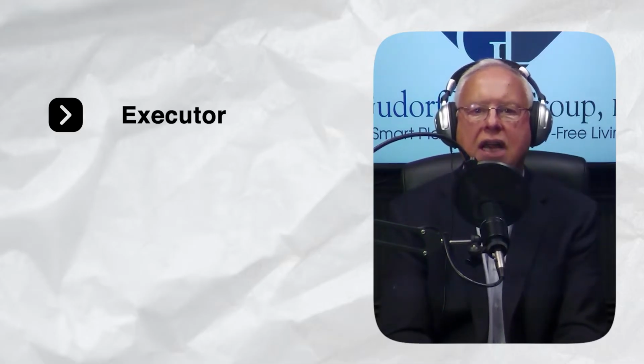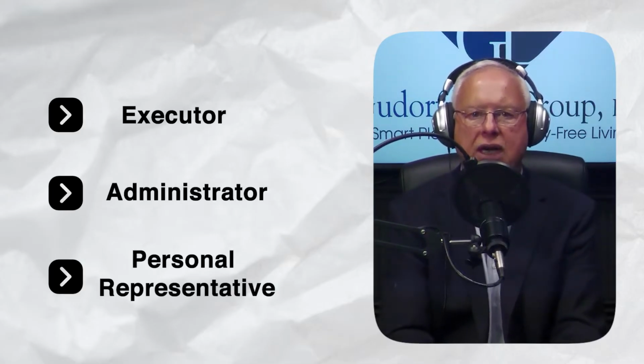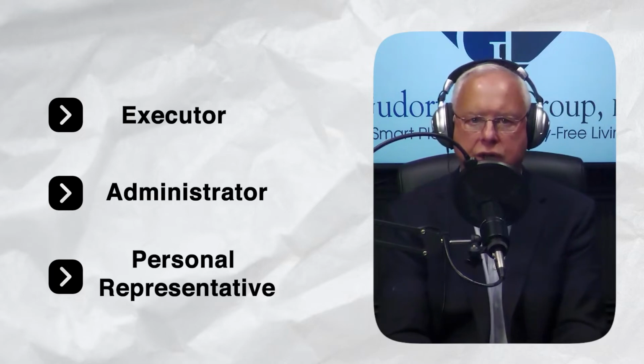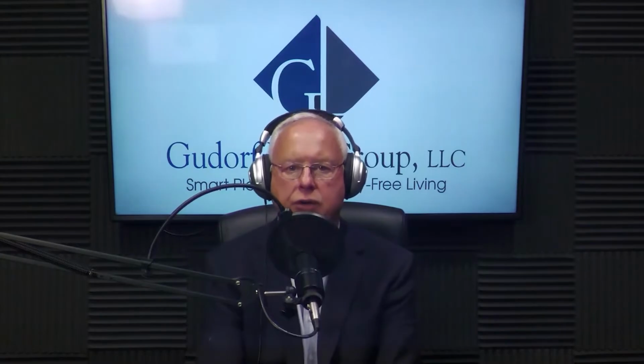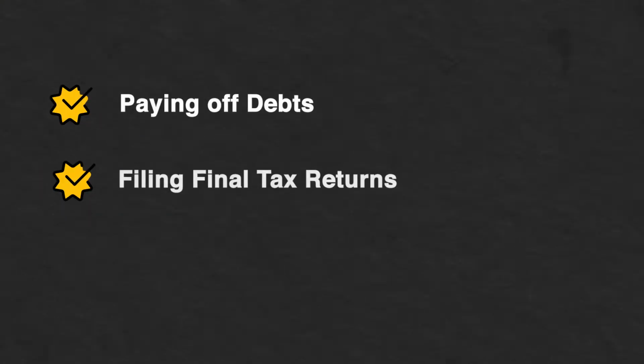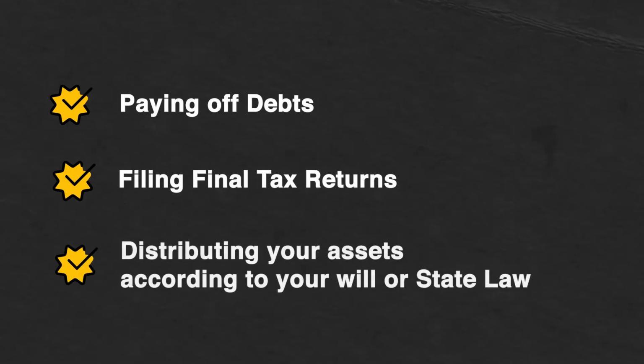It is typically referred to as an executor, an administrator, or personal representative, depending upon the jurisdiction. That person gets appointed to be in charge of your estate under the control of the probate court. This court-appointed individual bears the responsibility of wrapping up your affairs, which includes tasks such as paying off debts, filing final tax returns, and distributing your assets according to your will or state law if you die intestate.